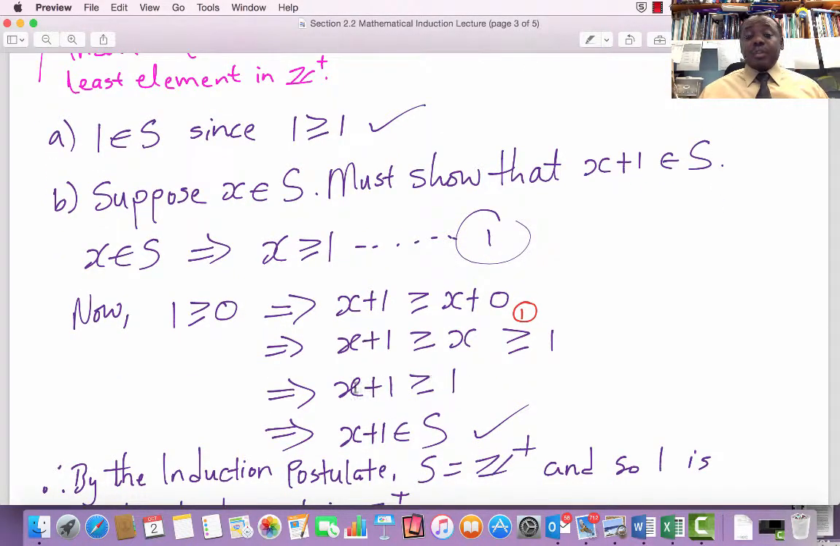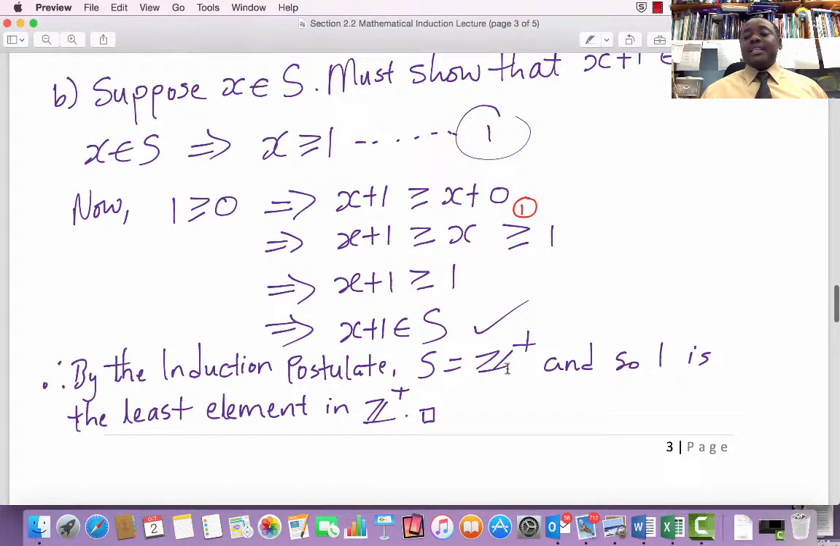But what does it mean for x plus 1 to be bigger than or equal to 1? By the definition of S, that means x plus 1 is in S. We have shown that the number 1 is in S. We have shown that if I pick an element x at random in S, x plus 1 is an element in S. Therefore, by the induction postulate, S is actually Z plus. And since 1 is the least element in S, we can conclude that 1 is the least element in Z plus, and that concludes our proof.